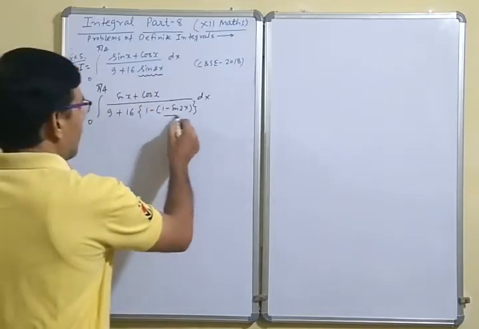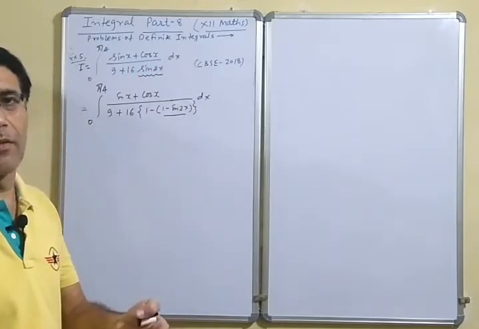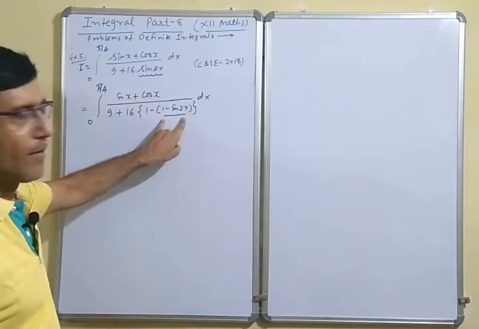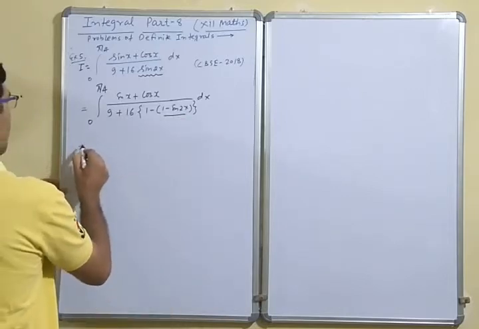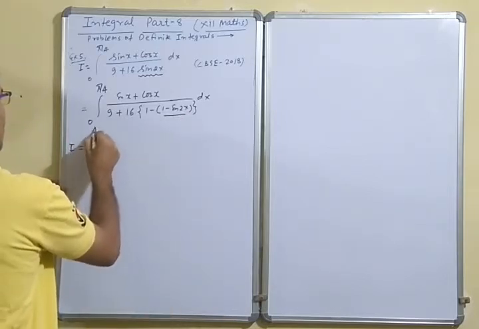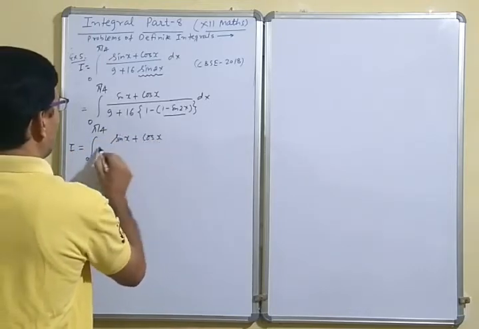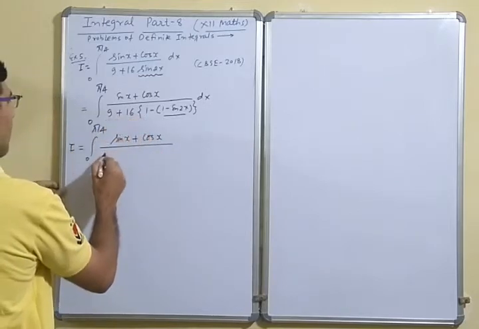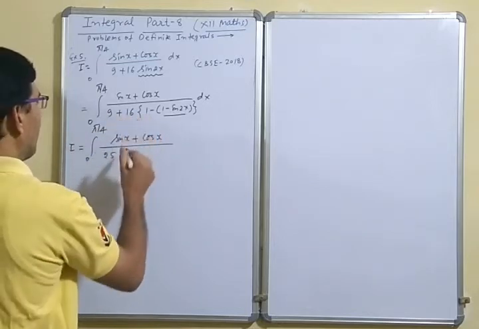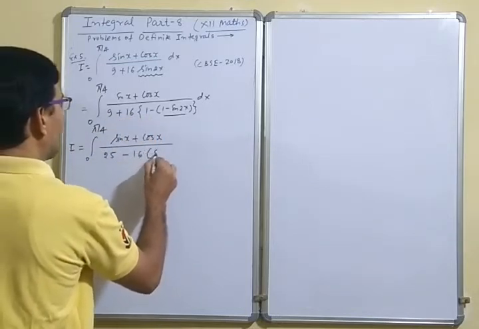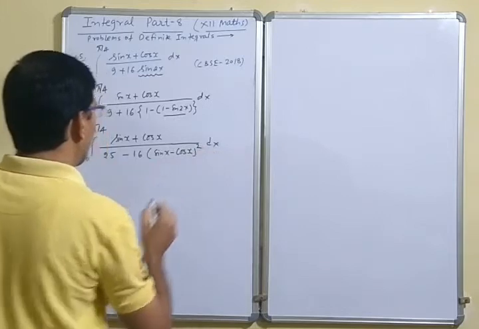So why do we break it in this form? Because 1 is equal to sin square x plus cos square x and sin 2x is equal to 2 sin x cos x. So it becomes (sin x minus cos x) whole square. So in the next step this I becomes the integral from 0 to pi by 4 of (sin x plus cos x) divided by 16 plus 9, that is 25, minus 16 times (sin x minus cos x) whole square, dx.